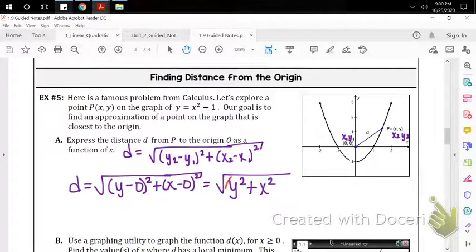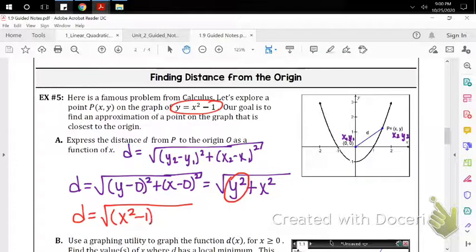So what do I know about y or y squared? Well, I know that y is equal to x squared minus 1. So I can substitute that in. So d is equal to the square root of, instead of y, I'm going to put x squared minus 1, then I've got that squared plus x squared. And we can work that out if we want to. We don't really have to. So I'm just going to stop here.